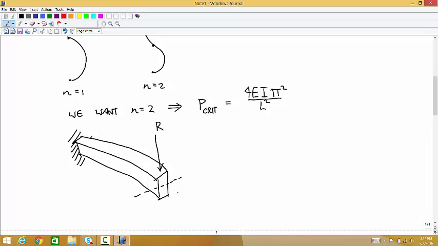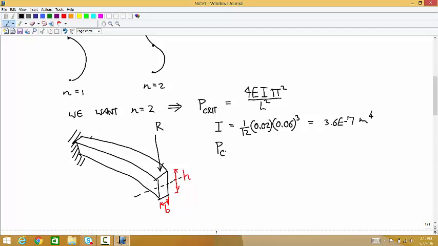Okay, so let me draw this. There's the H, there's the B. So I is equal to 1/12 times 0.02 times 0.06 cubed. What do you get for that? 3.6 times 10 to the minus 7. Okay.